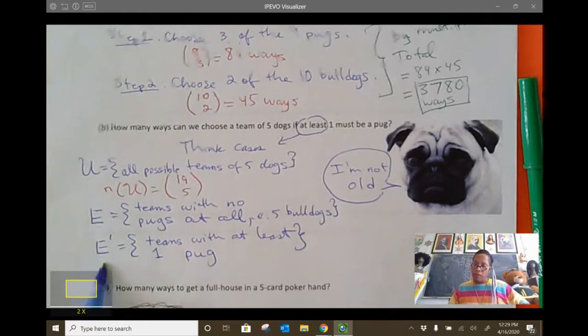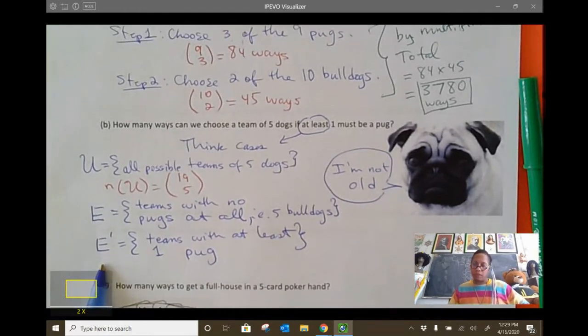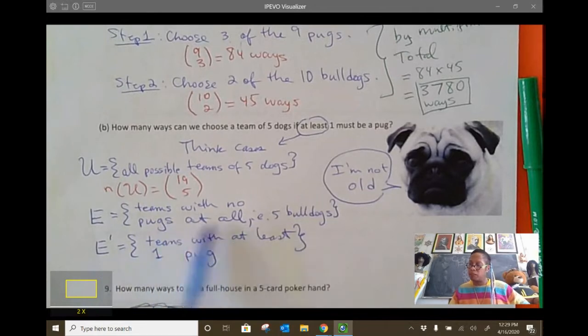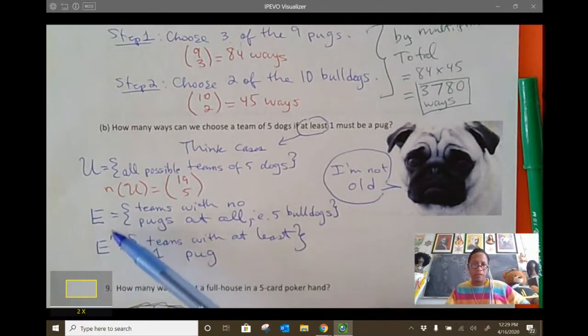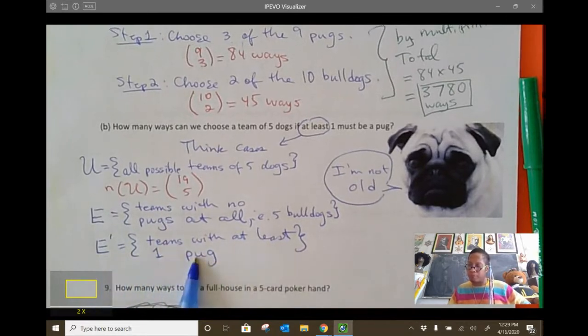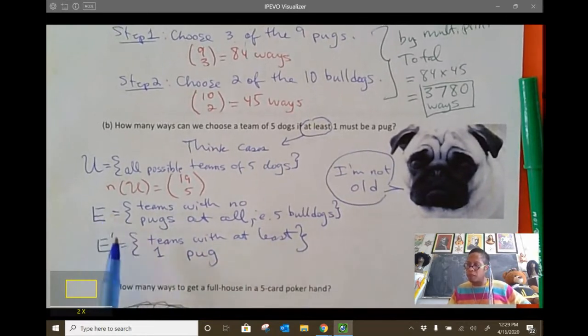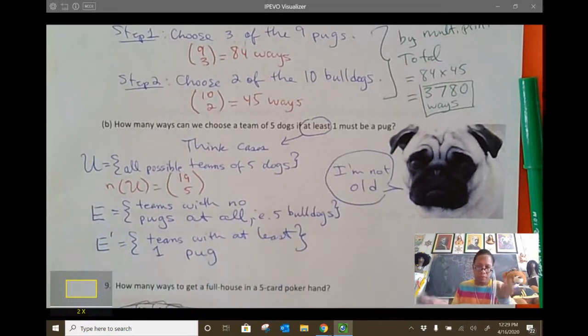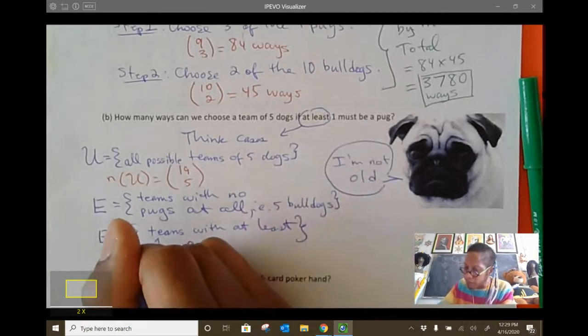So really, we want to know what E prime is. That's really what this question is asking. We want to know teams with at least one pug. The opposite of that is teams with no pugs at all. Now, by the way, it doesn't matter which one I call E and E prime. If I call E the set of teams with at least one pug, then E prime is the teams with no pugs at all. It doesn't matter, but I know what the question is asking for.